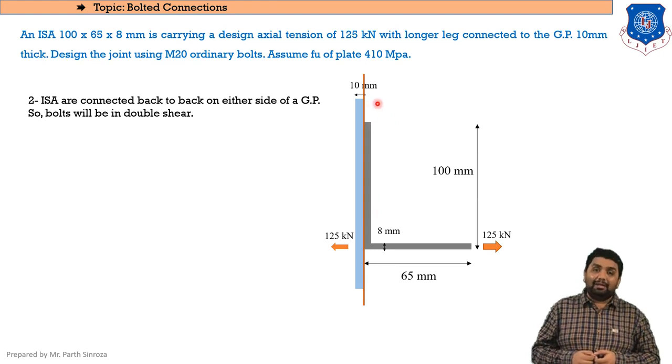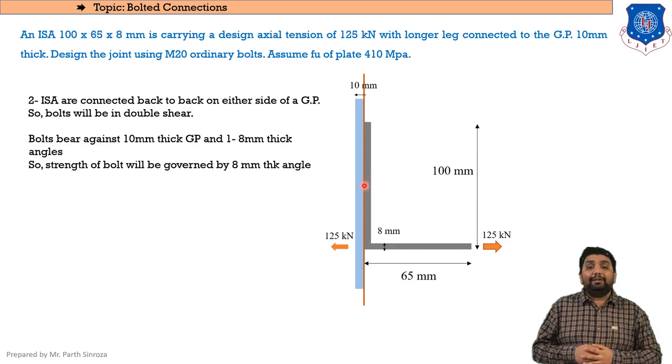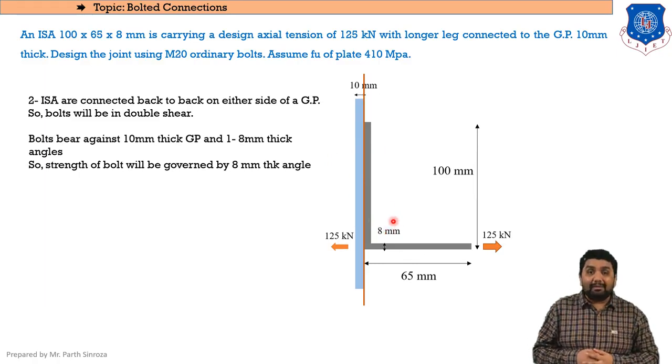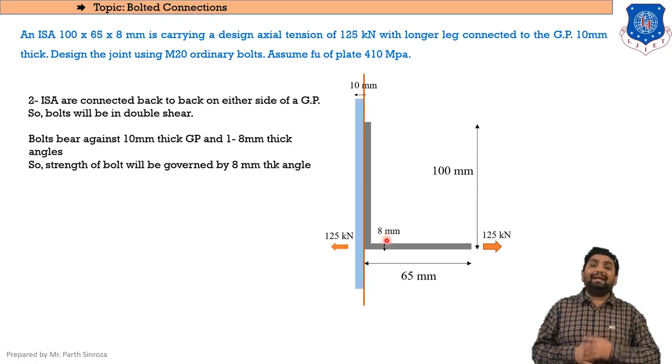So Nn will be equal to 1. Moving on to the further. As you can see here, the bolt will be connected to the 10 mm thick GP and to the 8 mm thick longer leg. So out of these two, the smaller value is 8 mm. So the thickness of plate that we will be considering as the governing criteria, or the design criteria, will be 8 mm. Moving on to the sum, the first thing we will be looking at is the hole diameter.